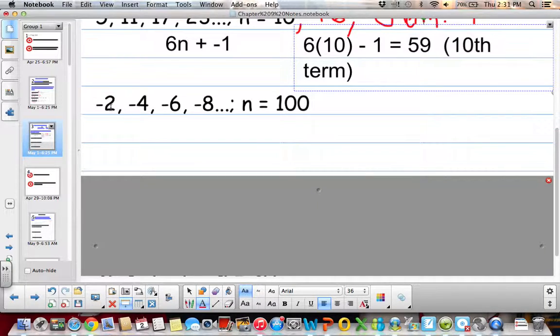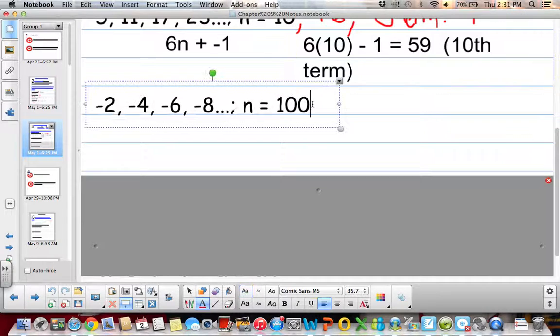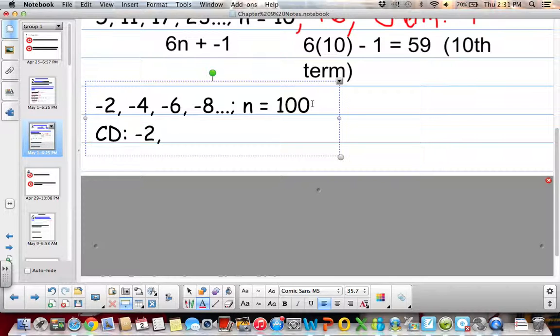Okay, so we have -2, -4, -6, -8. So we can see that we're decreasing by 2. So our common difference is -2. And our first term is -2. So since we're decreasing by 2 every time, we're going to do the opposite. So -2 plus 2 would be 0.